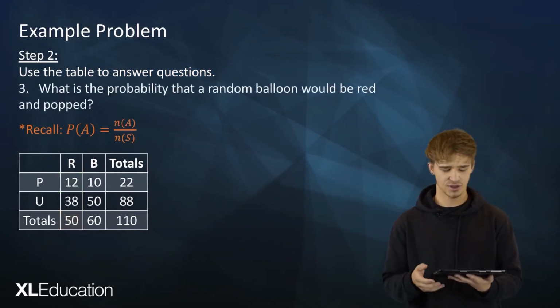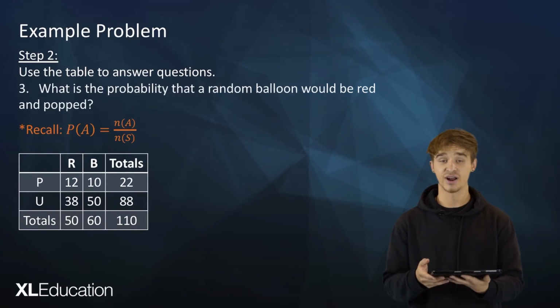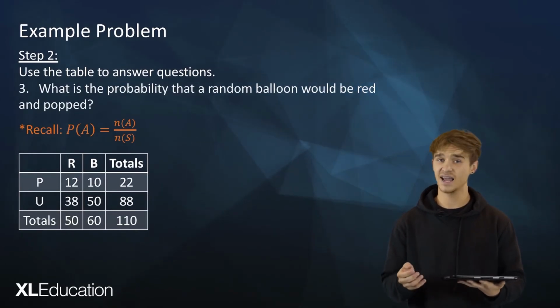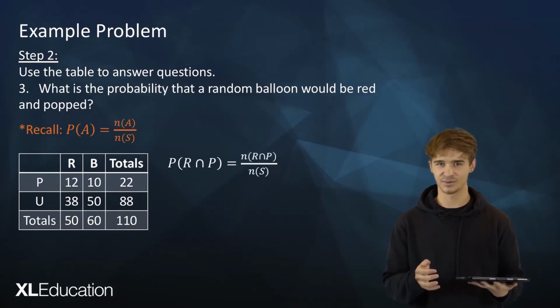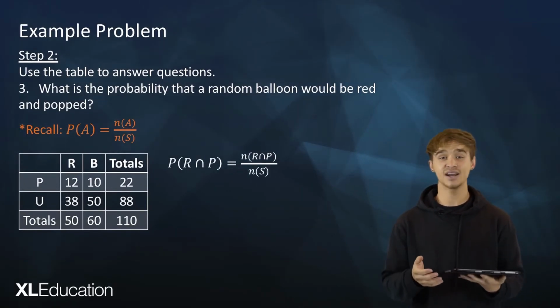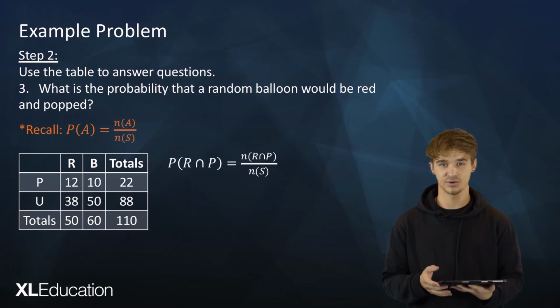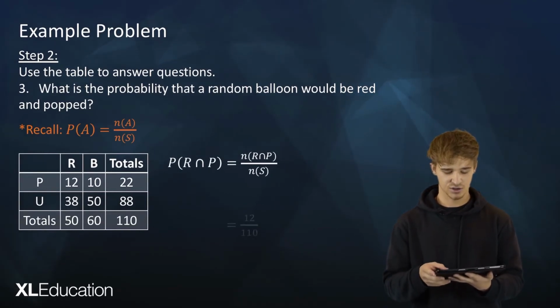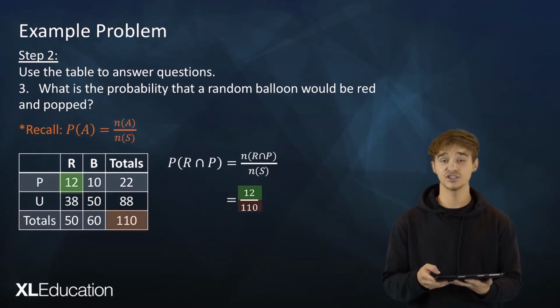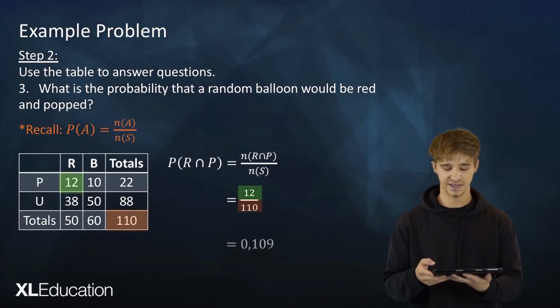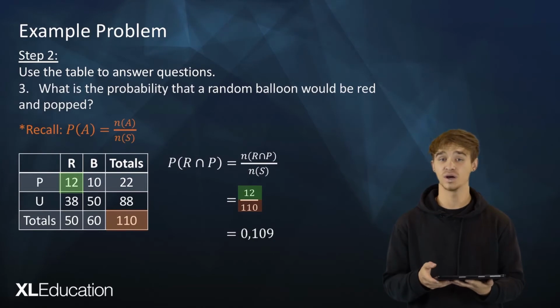Question 3. What is the probability that a random balloon would be red and popped? Our probability of a balloon being red and popped is our total number of red and popped balloons over our total number of balloons in our sample space. This is 12 over 110 total balloons, giving us a probability of 0.109.